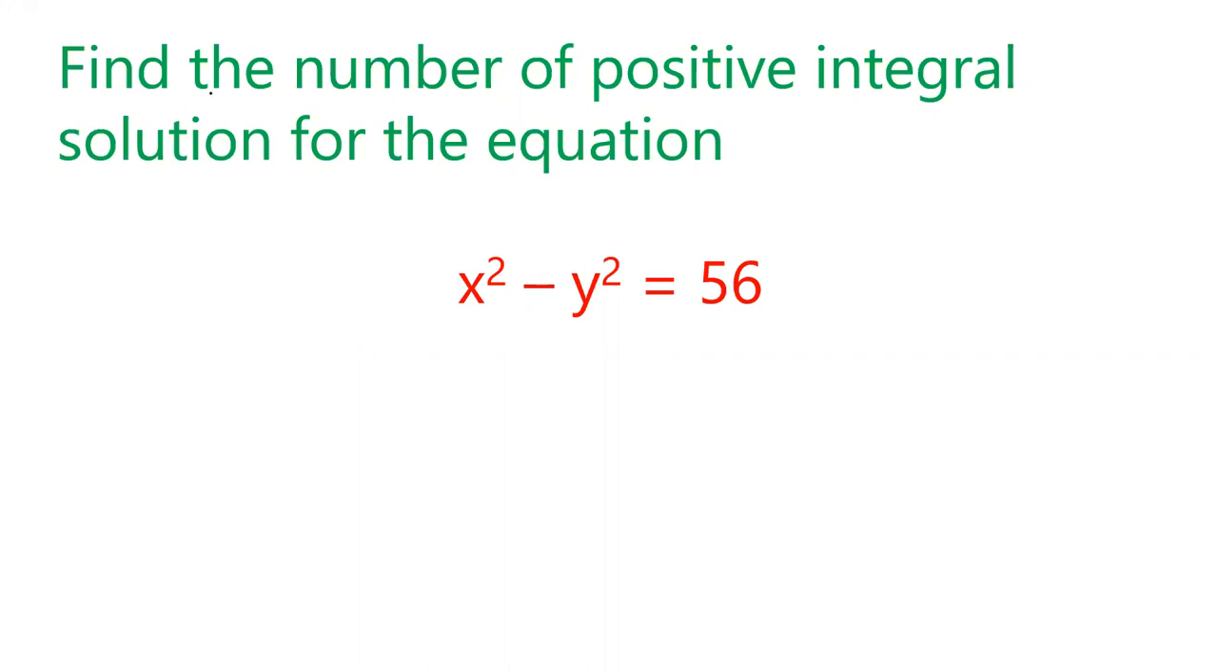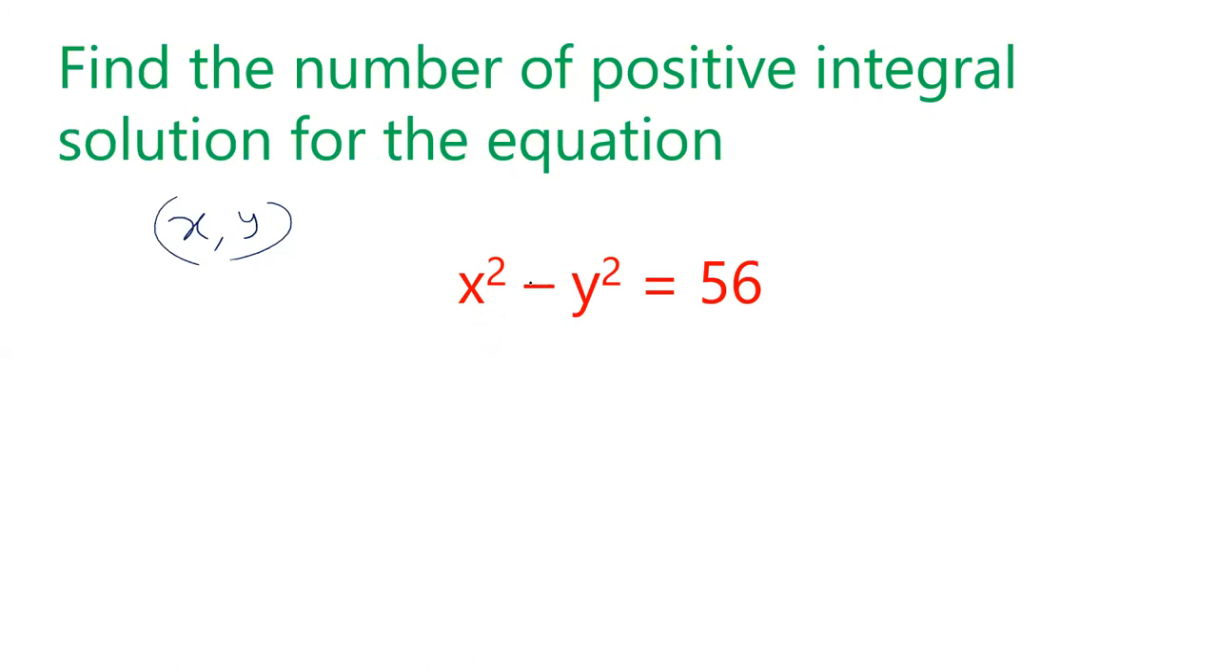Here we have a question: we have to find the number of positive integral solutions for the equation where the difference of squares of two integers is 56. So x and y are integers. We have to find the values of x and y, both integers, so that the difference of their squares is 56. x and y have to be positive integral numbers. Let's see how we can solve this question.